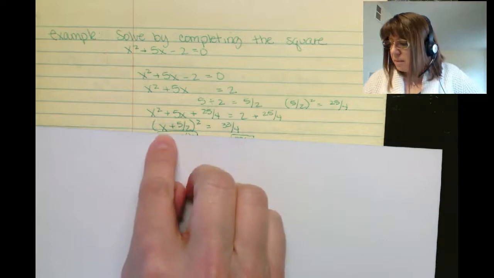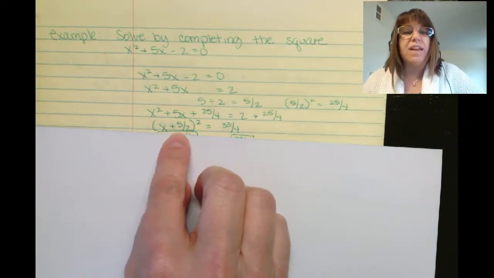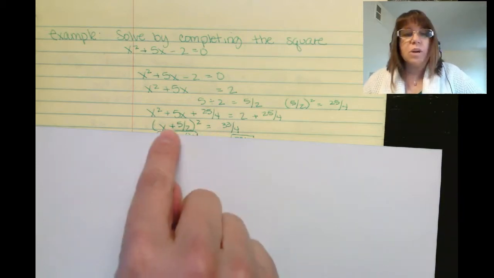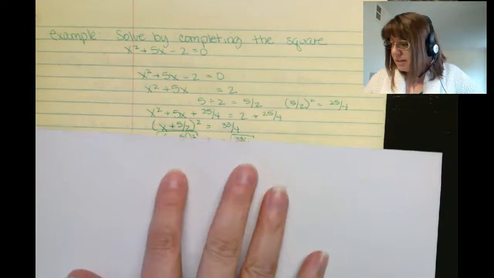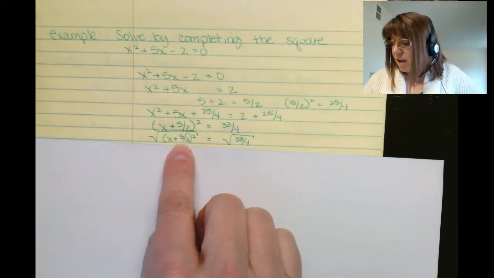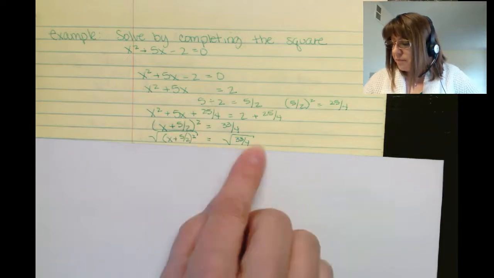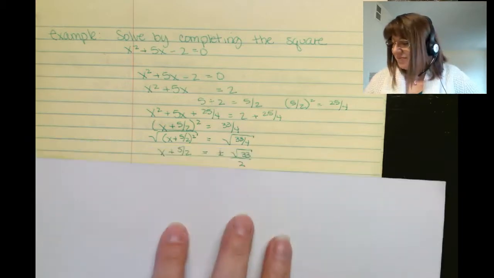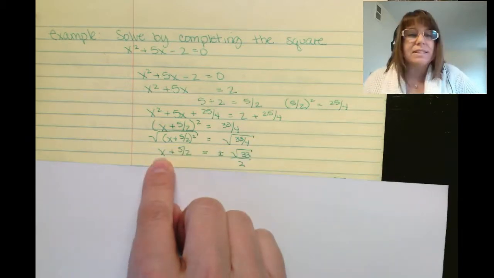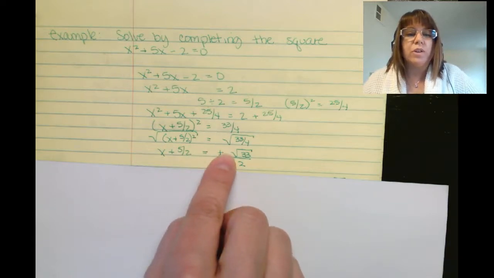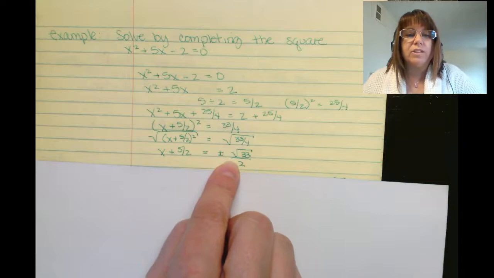That will give me the binomial square of x plus 5 halves squared equals 33 fourths. Take the square root of both sides. That leaves x plus 5 halves, and the square root of 33 fourths, giving me x plus 5 halves equals plus or minus the square root of 33 over 2. Now how did I get the 2? The square root of 4 is 2.